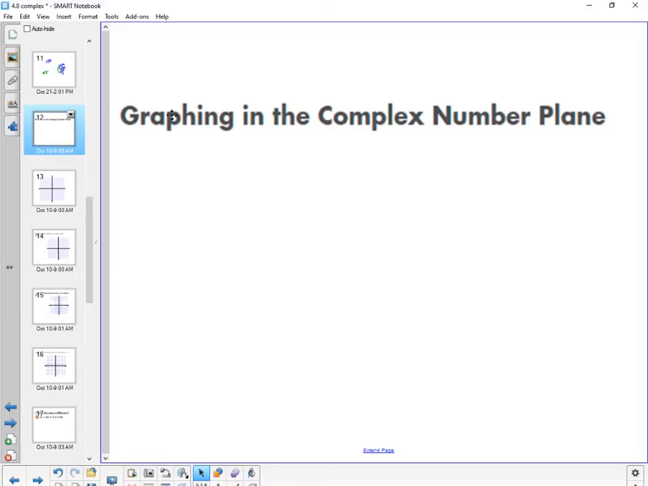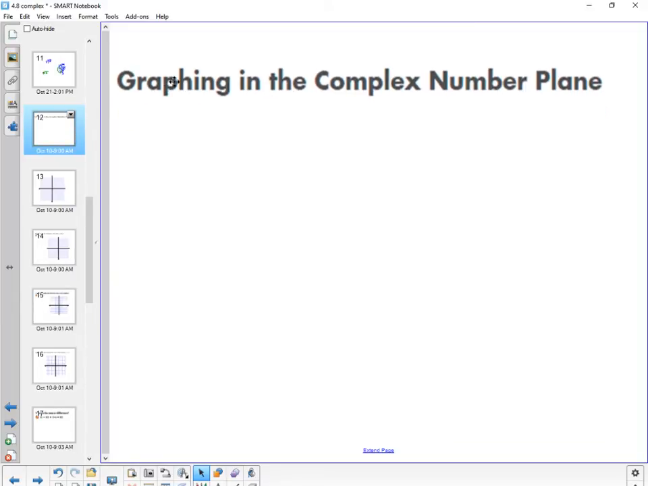Graphing complex numbers. We're going to have to graph these complex numbers. But before we do that, I want to remind you of the old stuff we used to graph. Those, what are they called? Coordinate pairs. If I did 3, 4, how do I graph 3, 4? Go right 3 up 4.